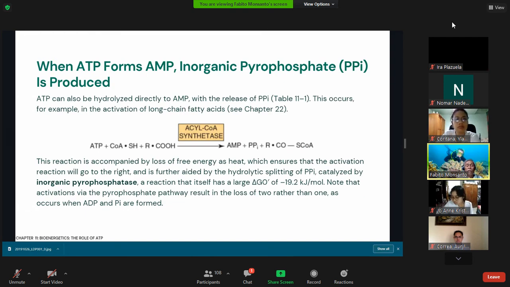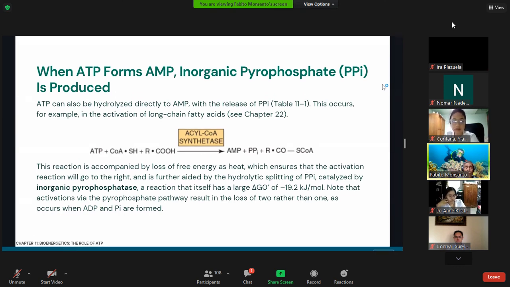When ATP forms AMP, inorganic pyrophosphate is produced. ATP can also be hydrolyzed directly to AMP with the release of PPi, or pyrophosphate.